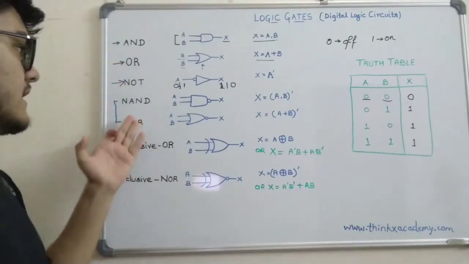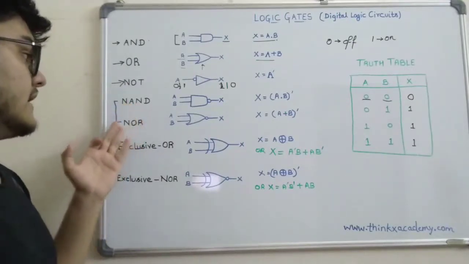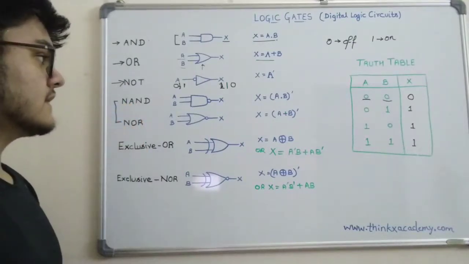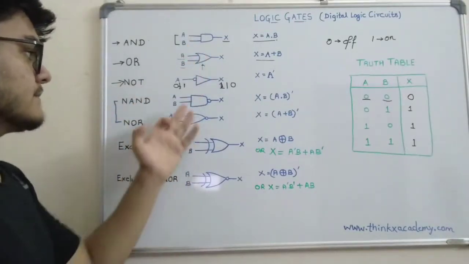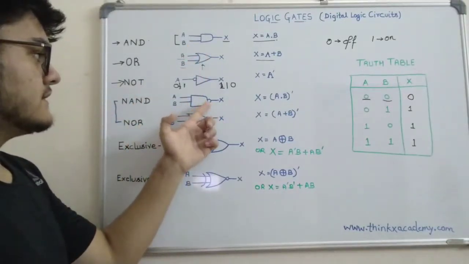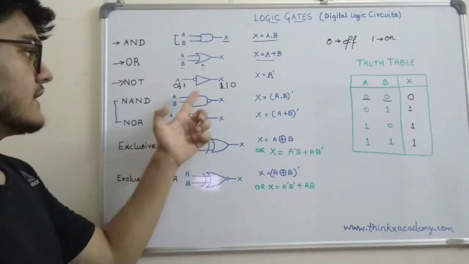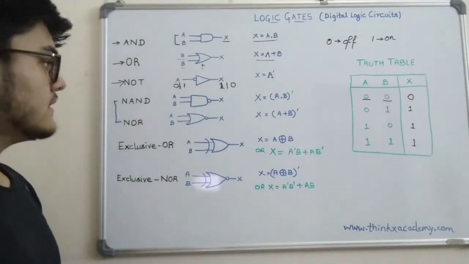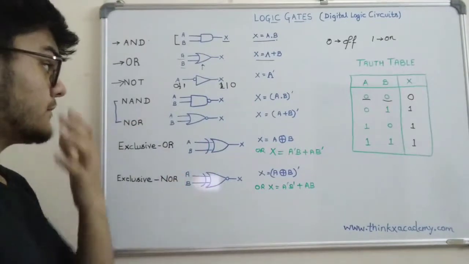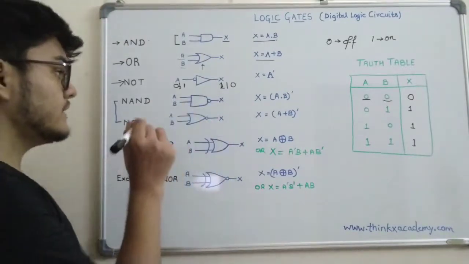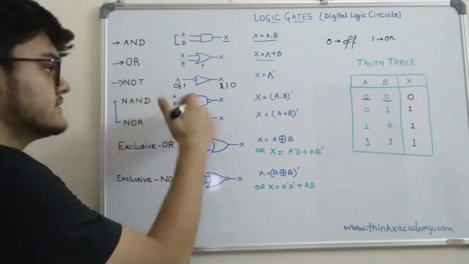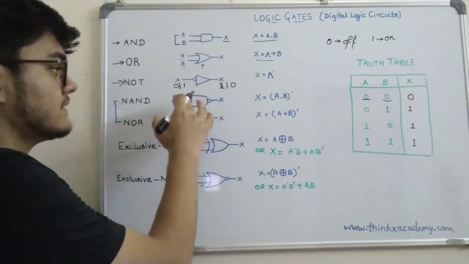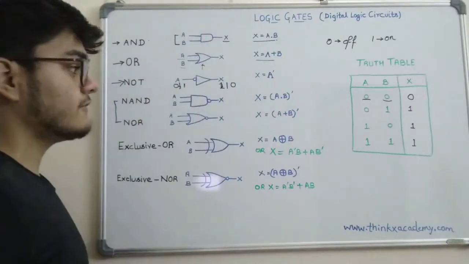Then come the NAND and NOR gates, which are NOT AND and NOT OR gates. Both these gates are basically AND and OR gates, but you can see a little circle over here which represents a NOT operation, the invert signal operation. So in this case, we are going to just invert the signals that the AND gate would produce.